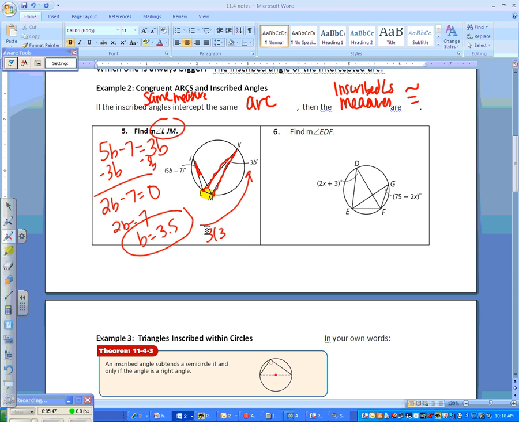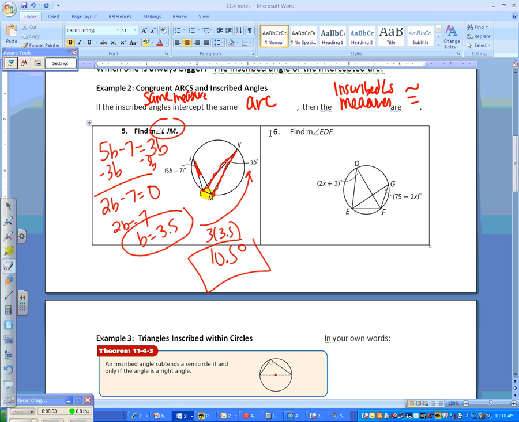So 3 times 3.5 will give me the answer, and that is 10.5. So your answer is 10.5 degrees, since we're talking about an angle. Okay, I'll do number 6 with you again.